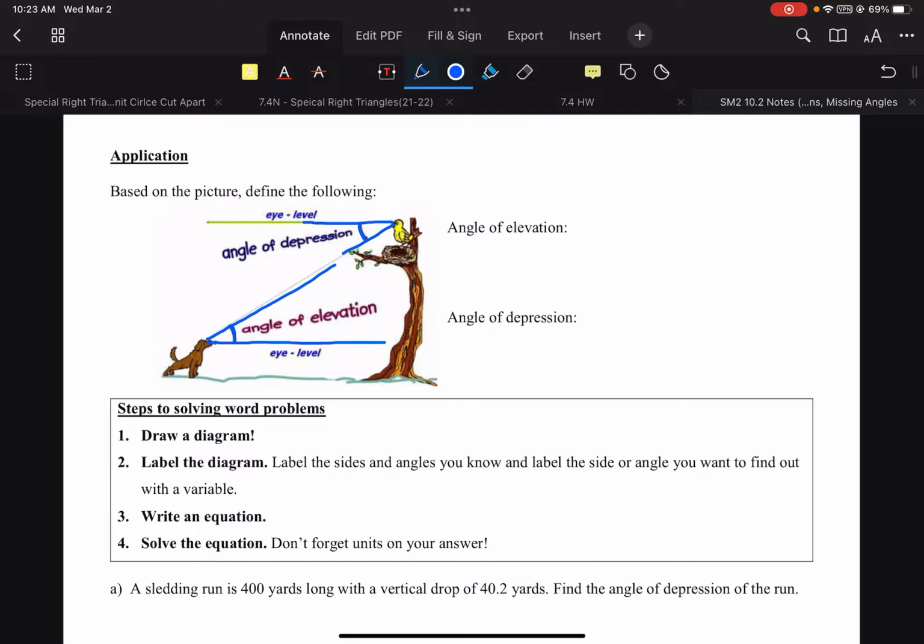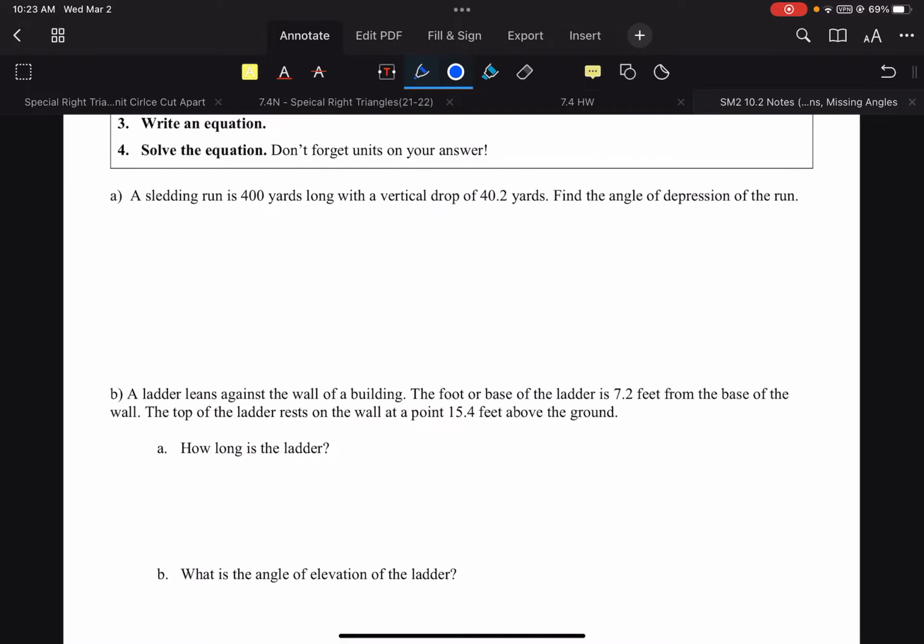So one thing that is cool is that in this scenario, the angle of depression and the angle of elevation are the same angle because they're alternate interior angles. So just something to keep in mind. So let's look at some story problems.